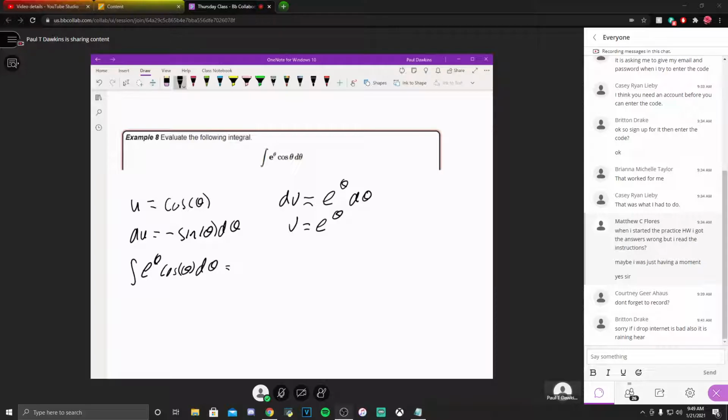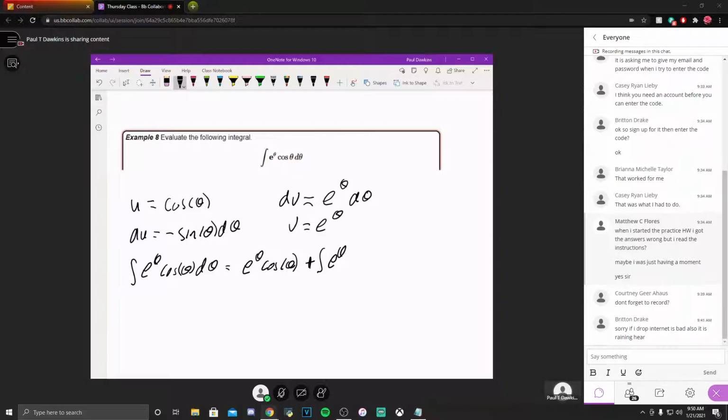Now, let's go through our integration by parts formula here. So what do we have here? We have u times v, minus the integral of v du. Now again, watch your minus signs. So v du, and the du, of course, has a minus sign there, folks.